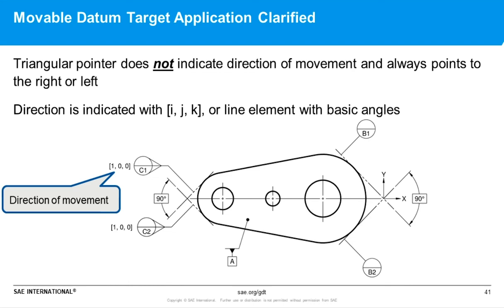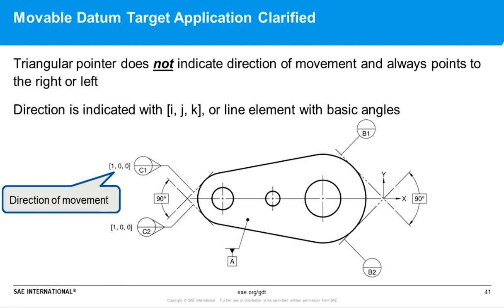But in 2018, they clarify that that pointer is not a direction indicator. It does not indicate direction of movement. And it further clarifies that it can only point right or left, not up, down, or diagonally, or any other direction. What was lacking from 2009 is that it didn't give good examples of how to indicate direction of movement. It just stated that if the direction of movement was not normal to the surface, then you had to clarify that direction of movement, but again, did not give you any good guidance in that.